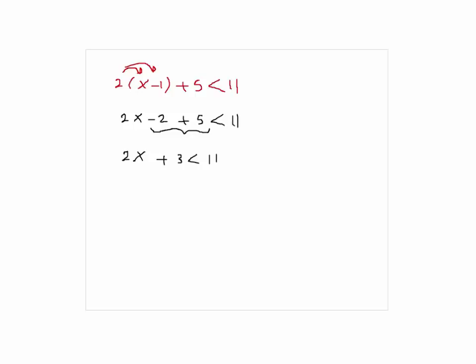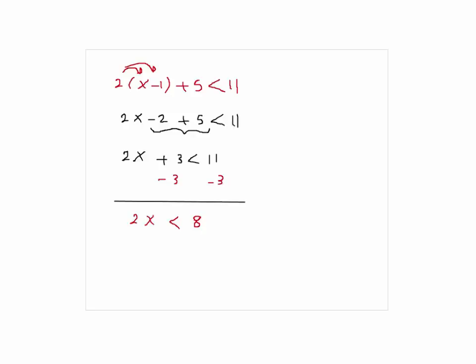Okay, can somebody tell me what would be the next step? Subtract 3. Okay, so we want to isolate x. So we subtract 3 from both sides of the inequality. Very good. So here we get 2x less than what? 8. Okay. As you see, so far this would be just like we are solving an equation.